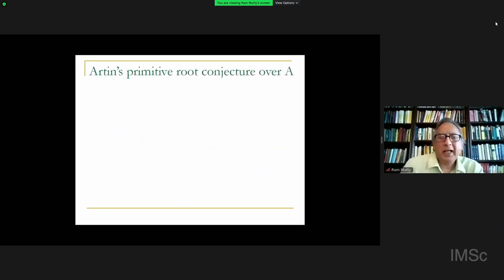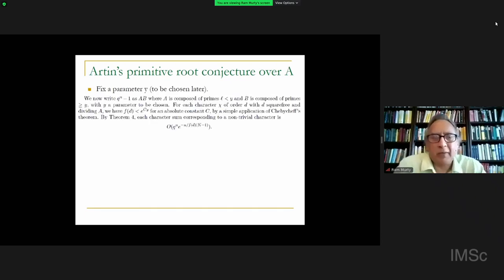So now we can apply this knowledge to the Artin primitive root conjecture. Let's fix a parameter y. Write q^n minus 1 as a times b, where a is composed of primes l less than y, and b is composed of primes bigger than or equal to y. I'm going to choose y later. You don't need to worry about too many of these technical details, but f(d) can then be bounded as e to the cy.